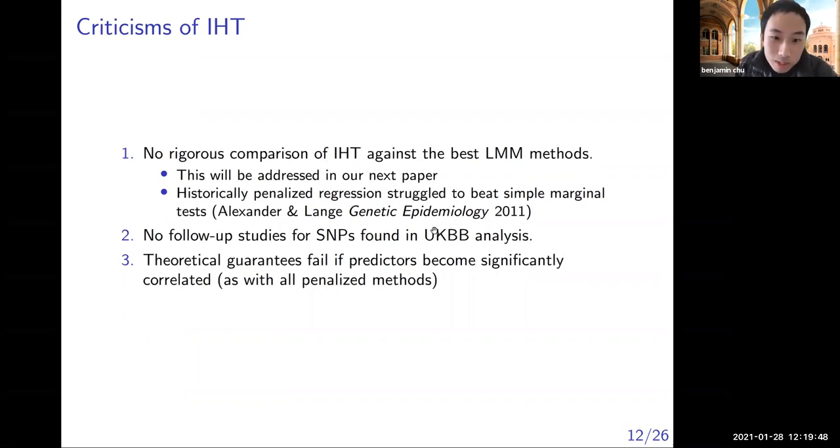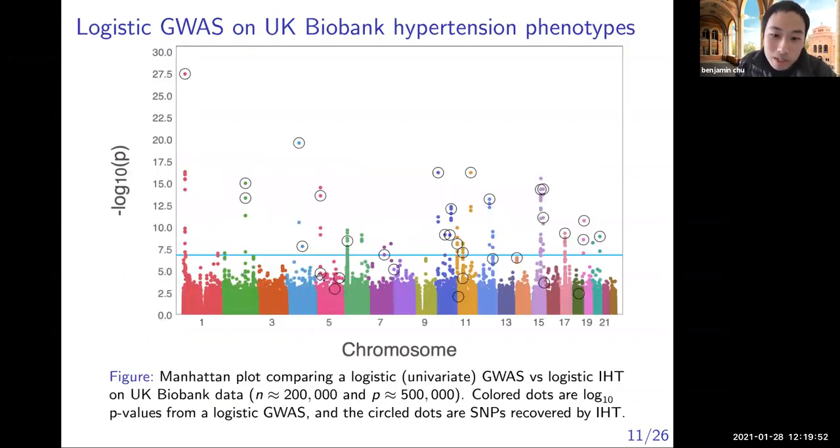And the second criticism is that in our UK Biobank analysis, basically we say, okay, these SNPs down here, they will be interesting because they can't be found by these other methods. But you know, we never followed up. So I guess we have no proof.